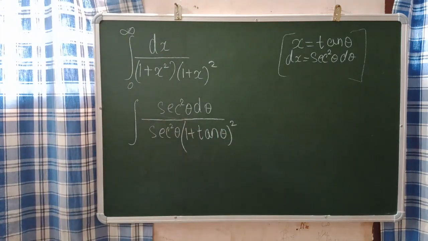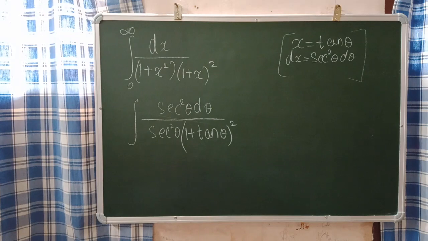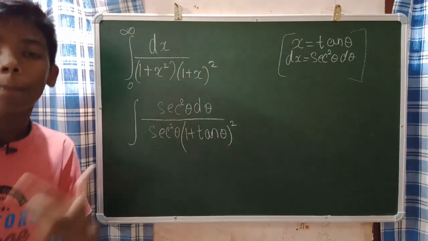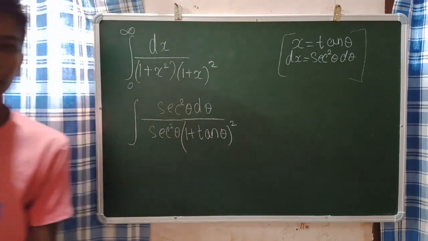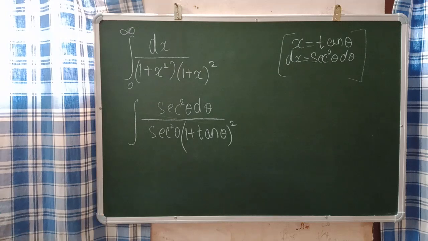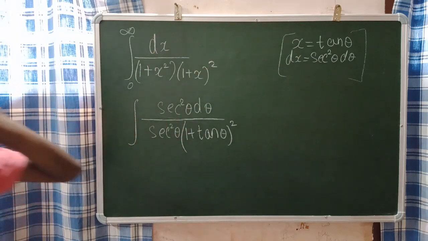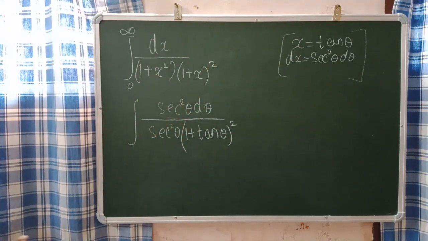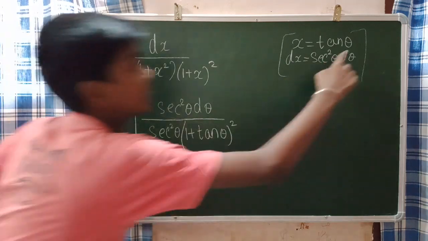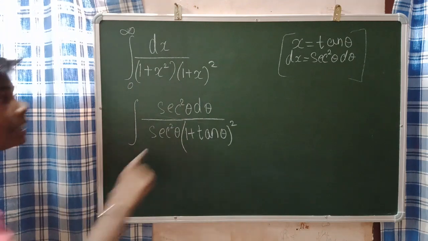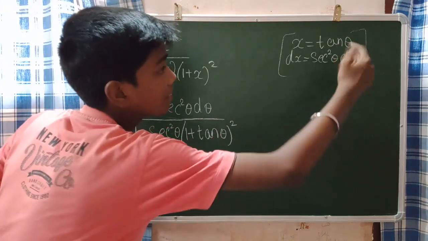Now, what will be the limits? Will the limits be the same as 0 to infinity? Of course not, guys. If I use substitution, then your limits will change according to the substitution that I am doing. If we are doing substitution, you should change the limits according to the expression that you are taking for the particular variable. Here, I am taking x as tan theta, right? Your limits will take theta's value. That is very important. When you do substitution, your limit will take the value of theta.